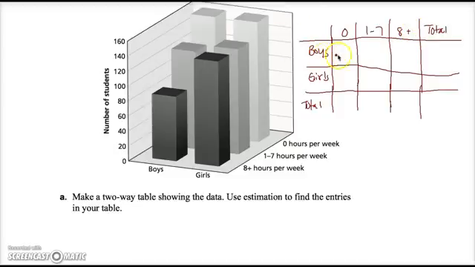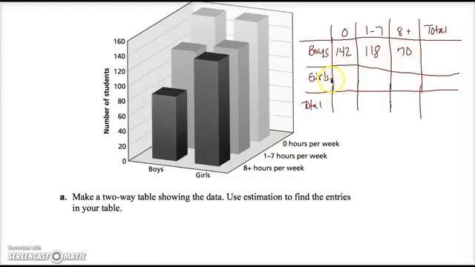So how many boys worked 0 hours per week? So that would be way back here, just over 140. I'm going to say about 142. How many boys worked 1 to 7 hours? That would be right here. I'm going to say about 118. How many worked 8+ hours? I'm going to say right at about 70.